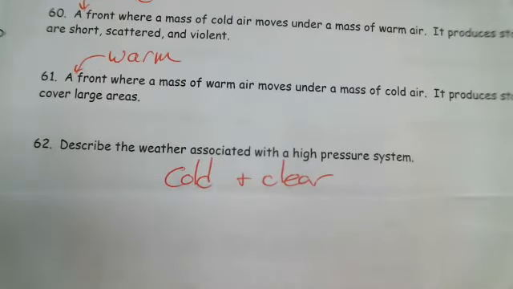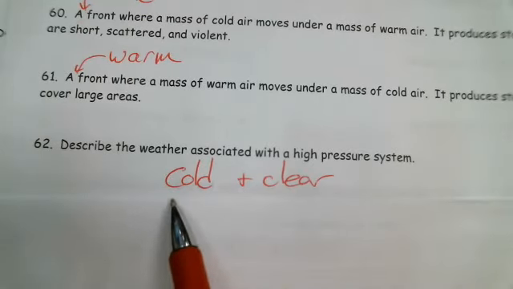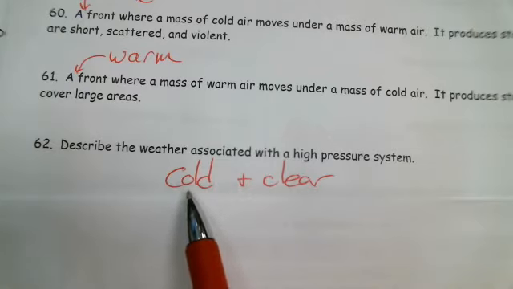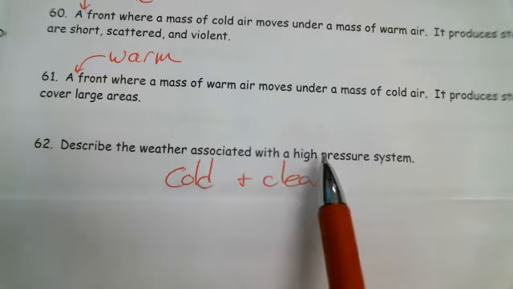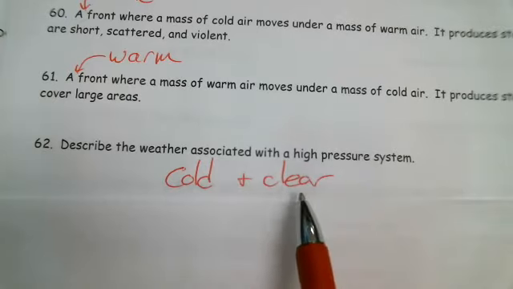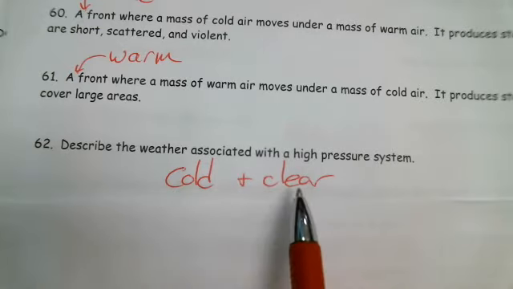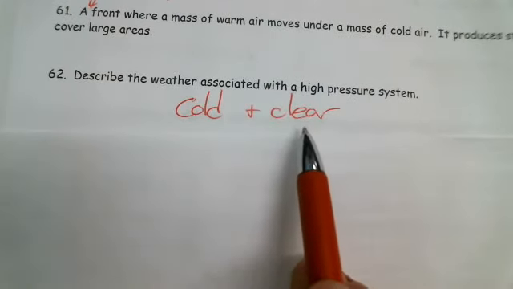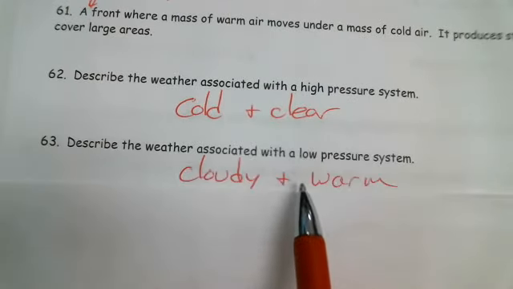Number 62, with a high pressure, once again, we're going to have cold and clear weather. It's cold because cold air is more dense. Cold things shrink for the most part. So cold air shrinks and gets more dense, and it pushes down on the ground more to make high pressure. You've heard of cold sinks and warm air rises. So when you have cold air sinking, we don't make clouds, so that we have clear skies.